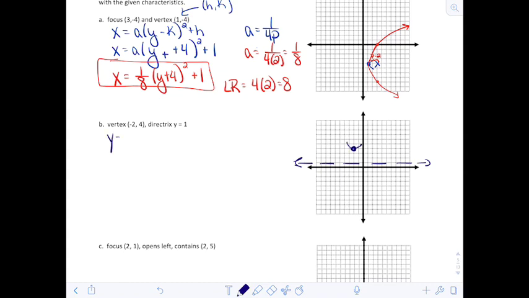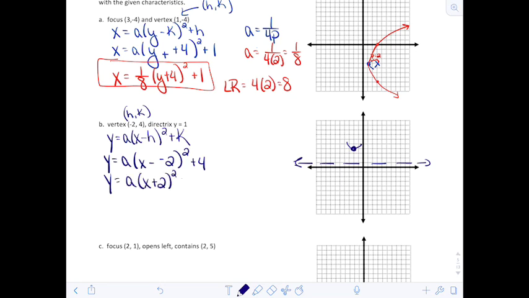This means I have a y equals a times x minus h all squared plus k. There's my template. My vertex, -2, 4, that's my h, k value, so I'm going to plug those in. Y equals a times x minus -2 all squared plus 4, and that's y equals a times x plus 2 all squared plus 4.